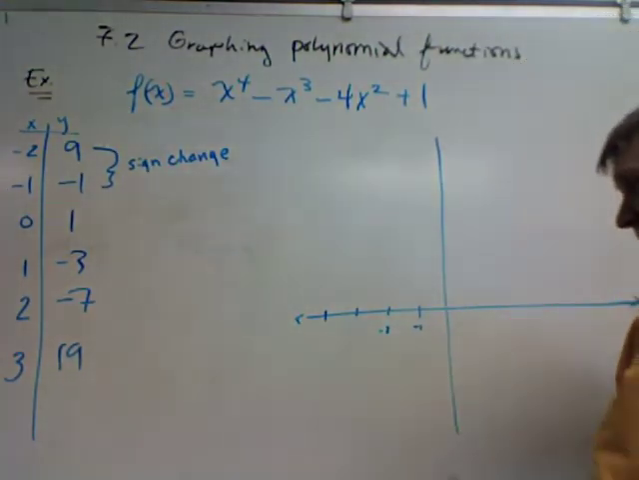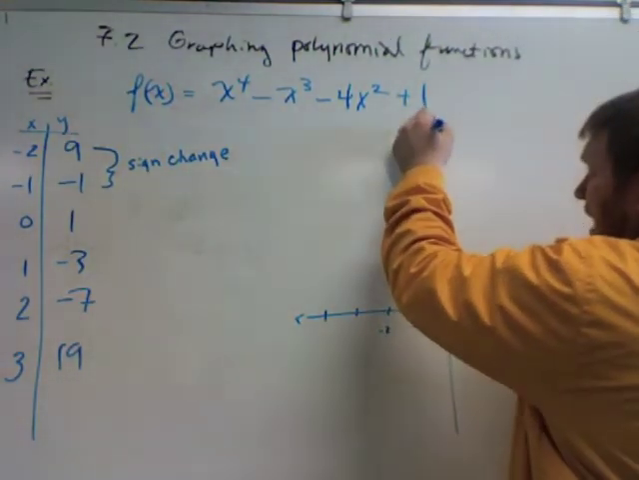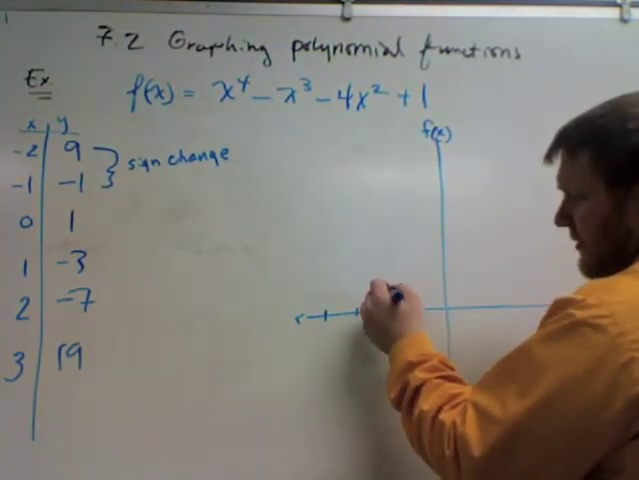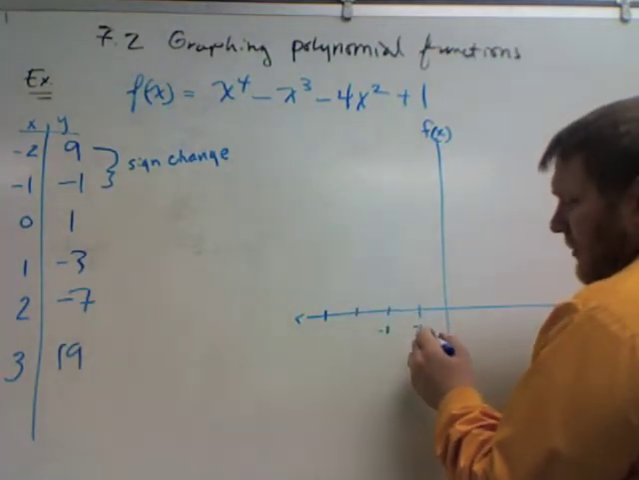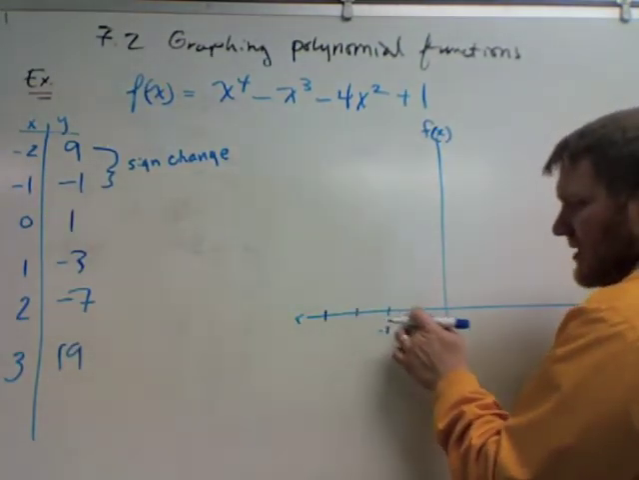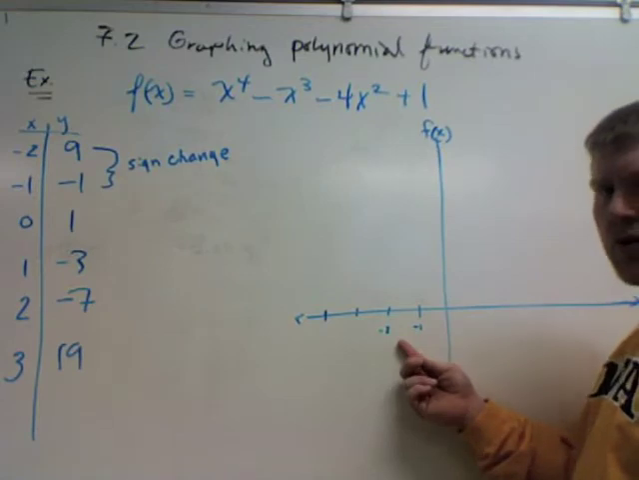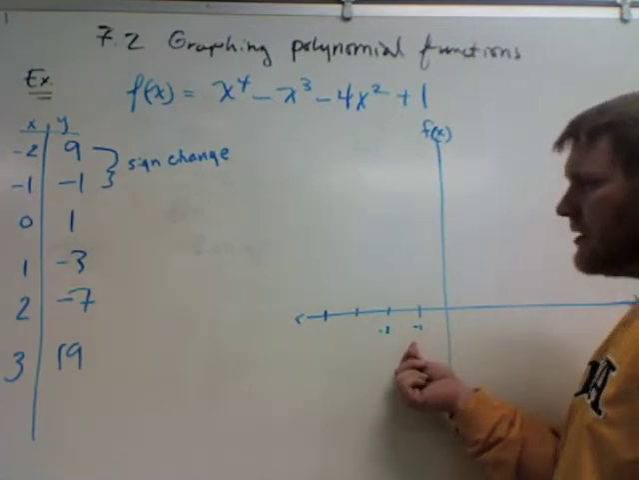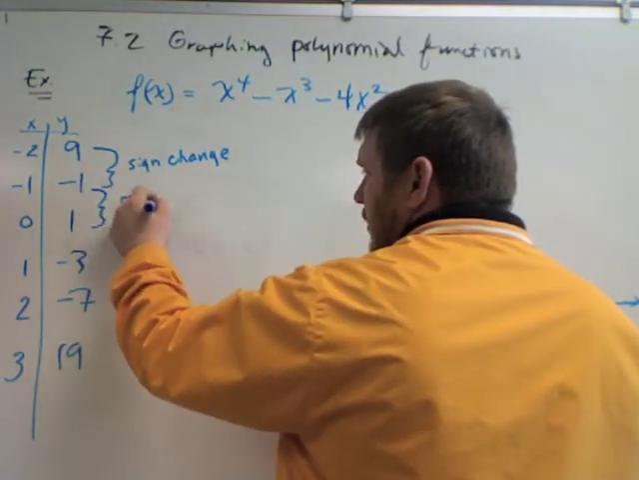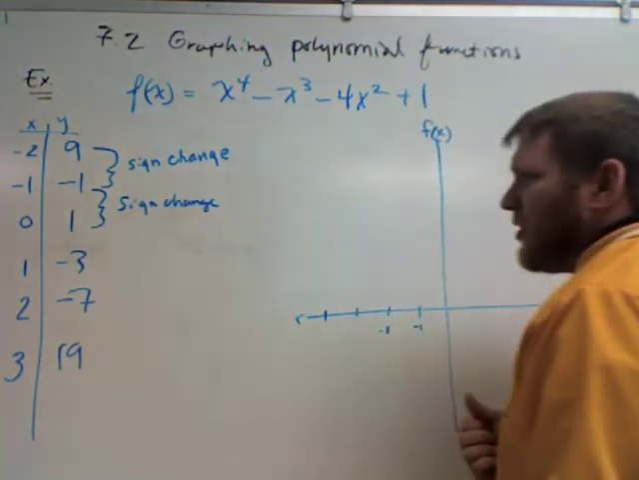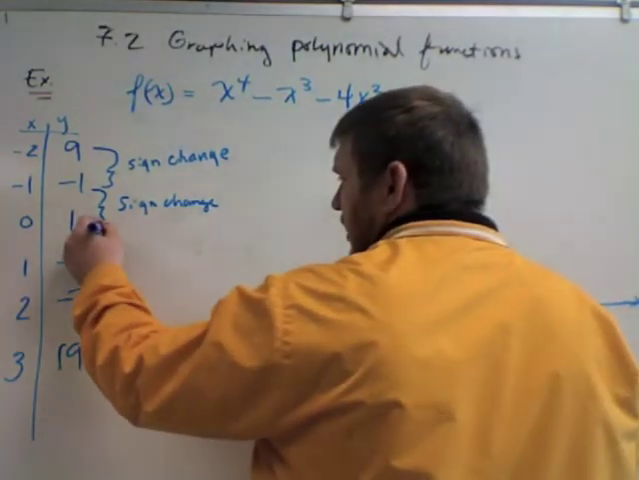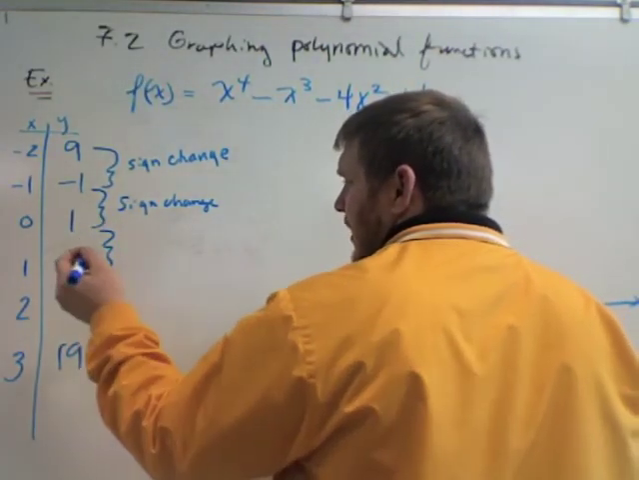That means at negative 2, my function f of x was positive. So f of negative 2 is up here. But then when I go to negative 1, my function's negative. There's a sign change, so my graph has to cross somewhere between negative 2 and negative 1. The same thing goes from negative 1 to 0. There's a sign change here as well, so your graph has to cross somewhere between negative 1 and 0. And then another sign change between 1 and 2, from negative 3 to positive.